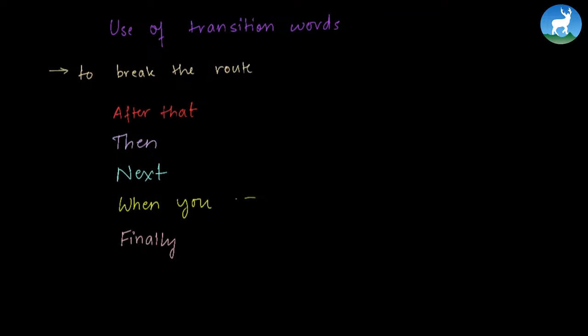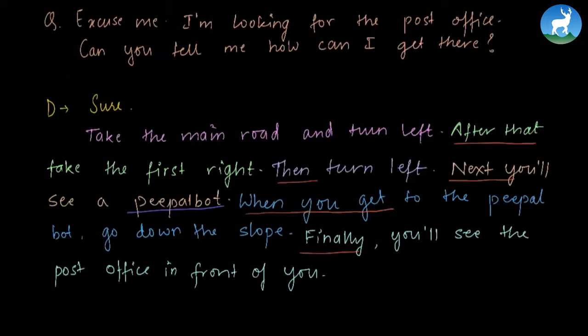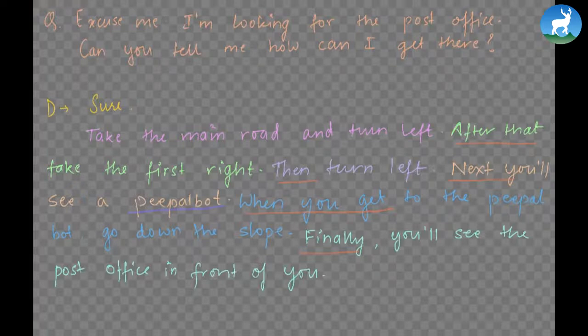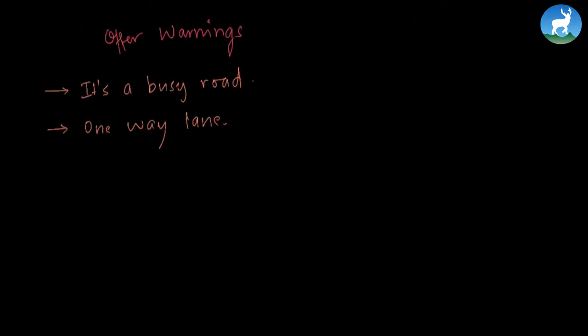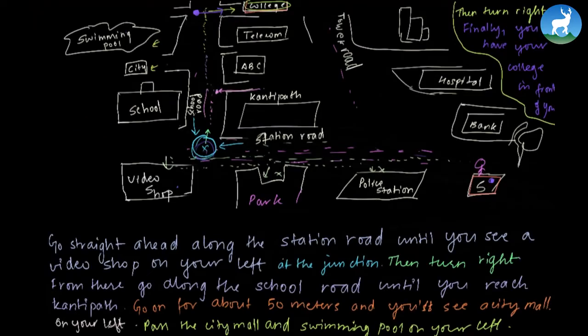So, use of transition words. This is important because we need to break the route and we need to connect our directions to one another, right? So these are some of the transition words. And this is an example where we have used some transition words. It's better if you offer some warnings to the person so that it becomes easier for him. And this is an example again of how we got from the station to the college.